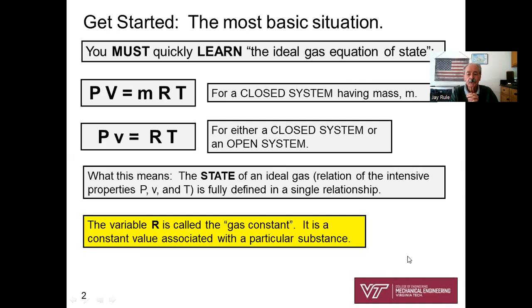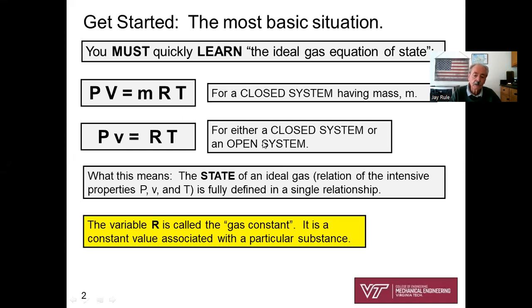So let's get started. The most basic situation for dealing with ideal gases is for you to learn quickly the ideal gas equation of state, which is given by this simple but powerful expression, PV equals mRT. And this is for a closed system, because remember, for a closed system we have a fixed mass. Pressure times volume equals the mass times R, a gas constant, times T.